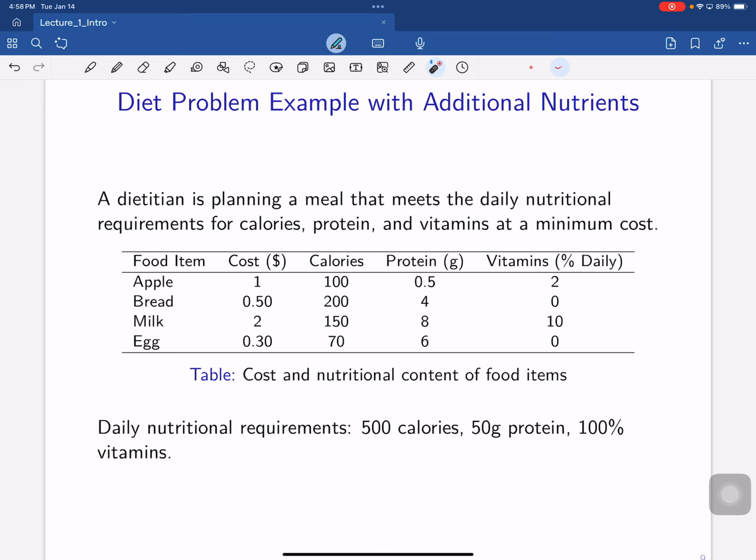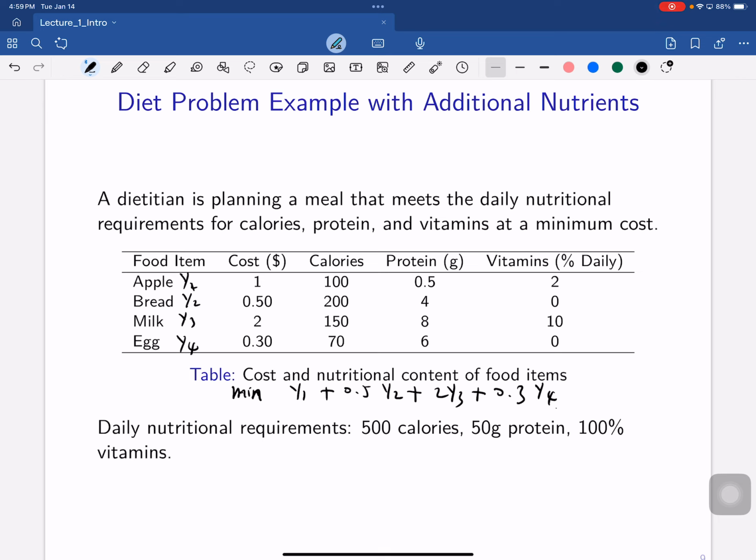Yeah, exactly. So you could define some variables, let's call them y1, y2, y3, y4, to represent the number of each food item you are going to buy, right? And the objective is to minimize the cost of those items you buy. So here it is 1 times y1 plus 0.5 times y2 plus 2 y3 plus 0.3 y4, right? So that's the objective you want to minimize.